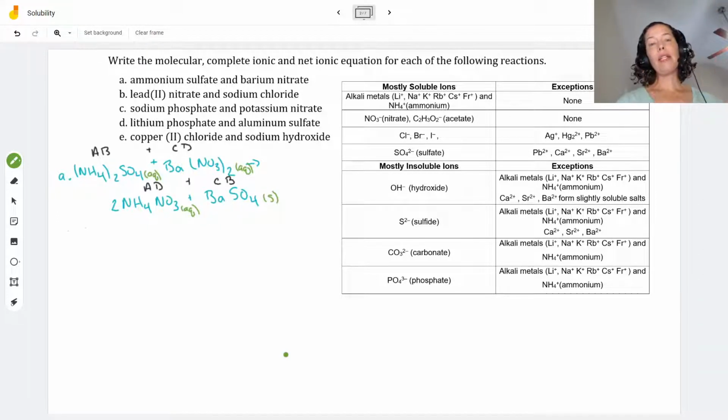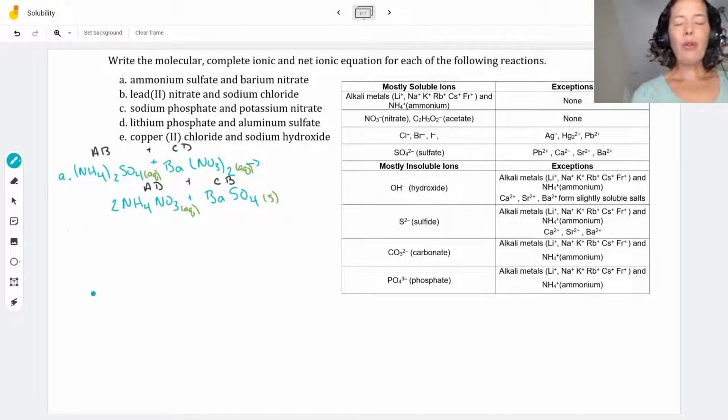Okay, so here is my molecular equation. Now what I want to do next is write my complete ionic equation. What this does is take all of my soluble salts and break them up into cation and anion. So taking my first salt, my ammonium sulfate, instead of writing it as ammonium sulfate as a bonded molecule, I'm going to write it as a cation and an anion. So I'm going to have ammonium and I'm going to have sulfate.